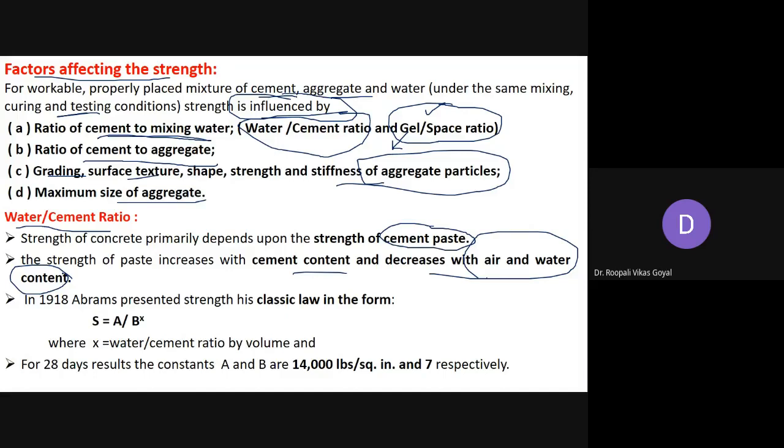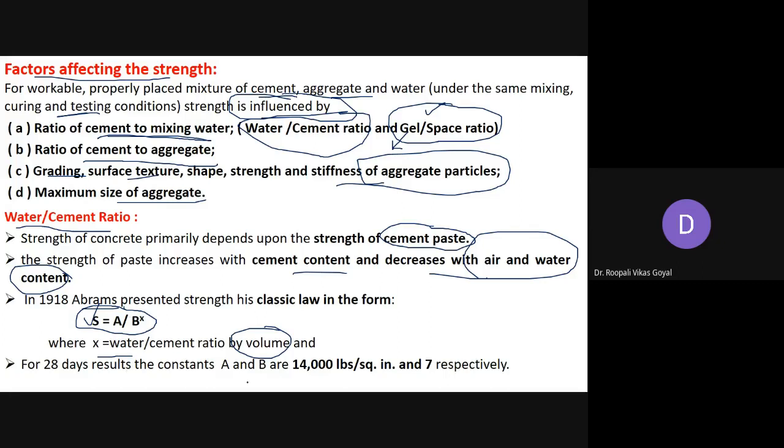Okay, so to state this, in 1918, Abrams presented this classic law for the strength. He has given this equation for the strength of concrete: S is equal to A upon B raised to X. So here just try to understand the strength mechanism of concrete. It depends upon A upon B raised to X. So what is this X? It is the water cement ratio by volume. So how much water cement ratio do we have? So here you can say B is raised to X.